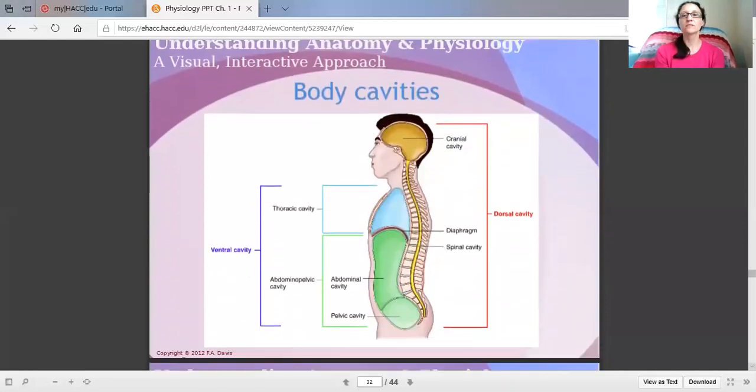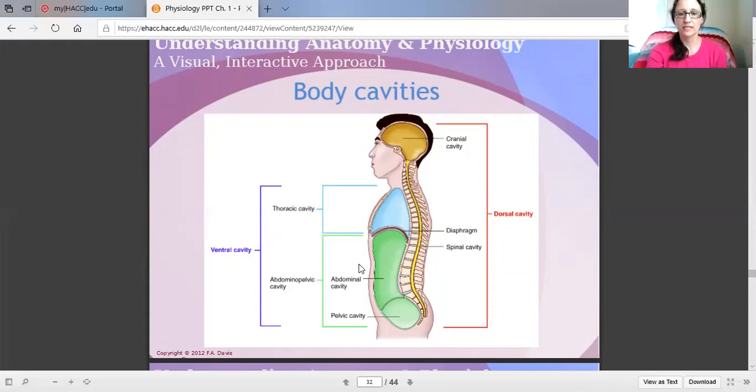All right, so here we have something that's kind of new. We haven't really talked about body cavities before. We don't really focus on them a whole lot in massage therapy, but you do need to know what they are and where they are. So the body cavities are divided into two major cavities. That would be the dorsal cavity, that's kind of the whole brain and spinal cord area, and then the ventral cavity, which is the thoracic and abdominal pelvic cavities. So it's kind of everything on the front then.